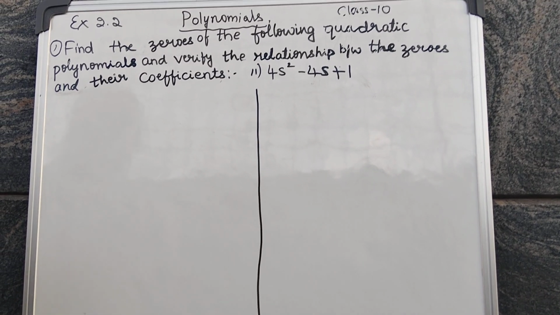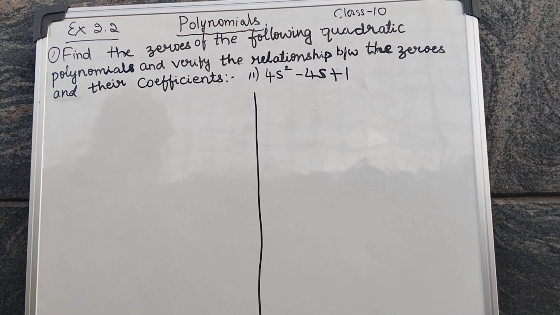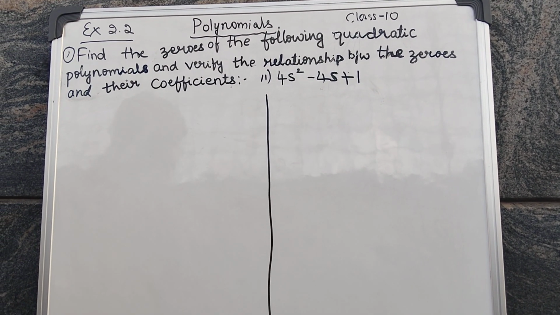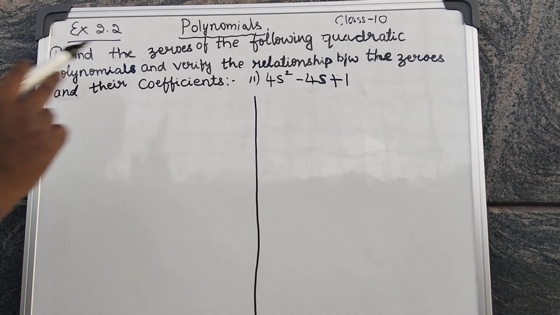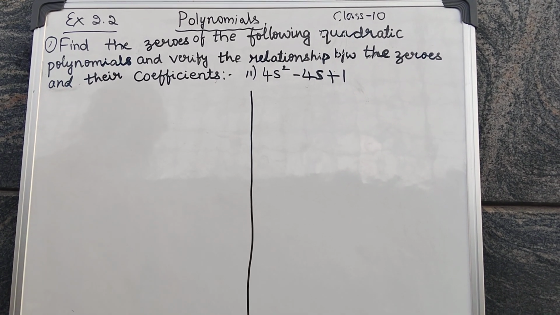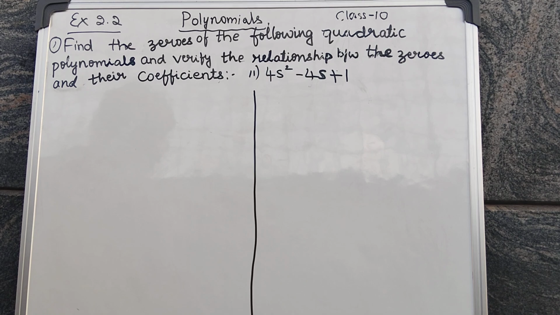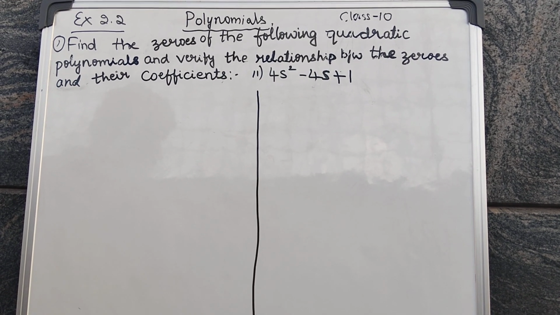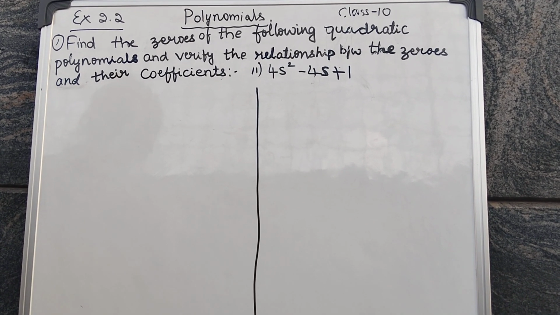Hi students, in exercise 2.2 of the polynomials lesson, we are going to discuss the second problem. Find the zeros of the following quadratic polynomials and verify the relationship between the zeros and their coefficients.